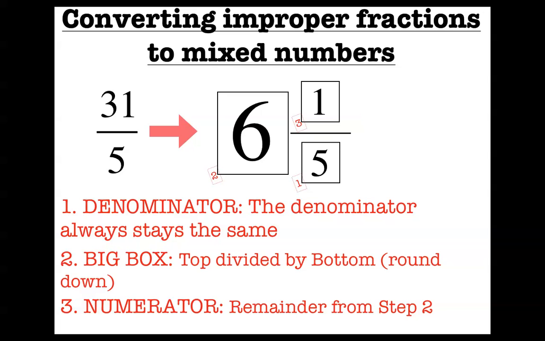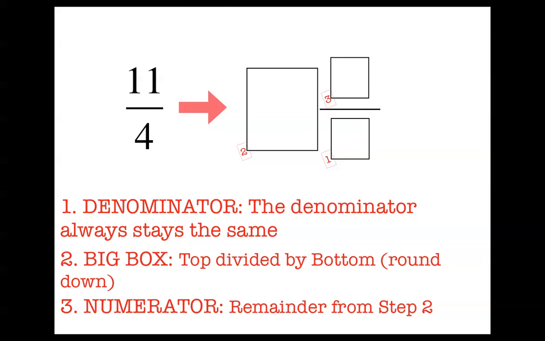Let's try one more just for practice. 11/4. Step 1, the denominator always stays the same. If you have fourths, you have fourths. Keep them fourths. The big box is going to be whatever 11 divided by 4 comes out to. Now if it was 12 divided by 4, 4 would go into 12 3 times, but it's not 12, it's 11. So it doesn't quite get to 3. We're going to have to round down to 2.